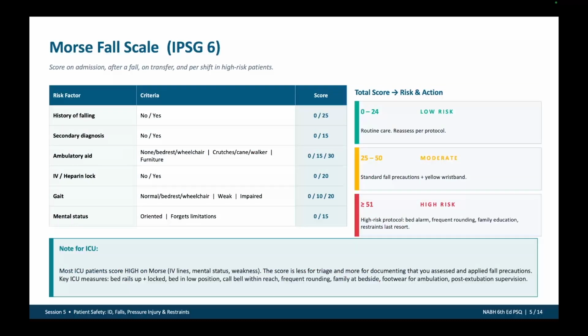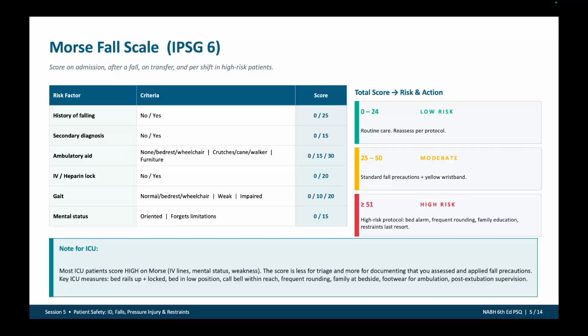Morse fall scale, IPSG 6. You should score this on admission, after a fall, on transfer, and per shift in high risk patients. History of falling, secondary diagnosis, ambulatory aid, IV heparin lock, gait, and mental status will be assessed as per the criteria and scored between 0 to 30, as given in this schedule. The total score results in the risk level and action plan.